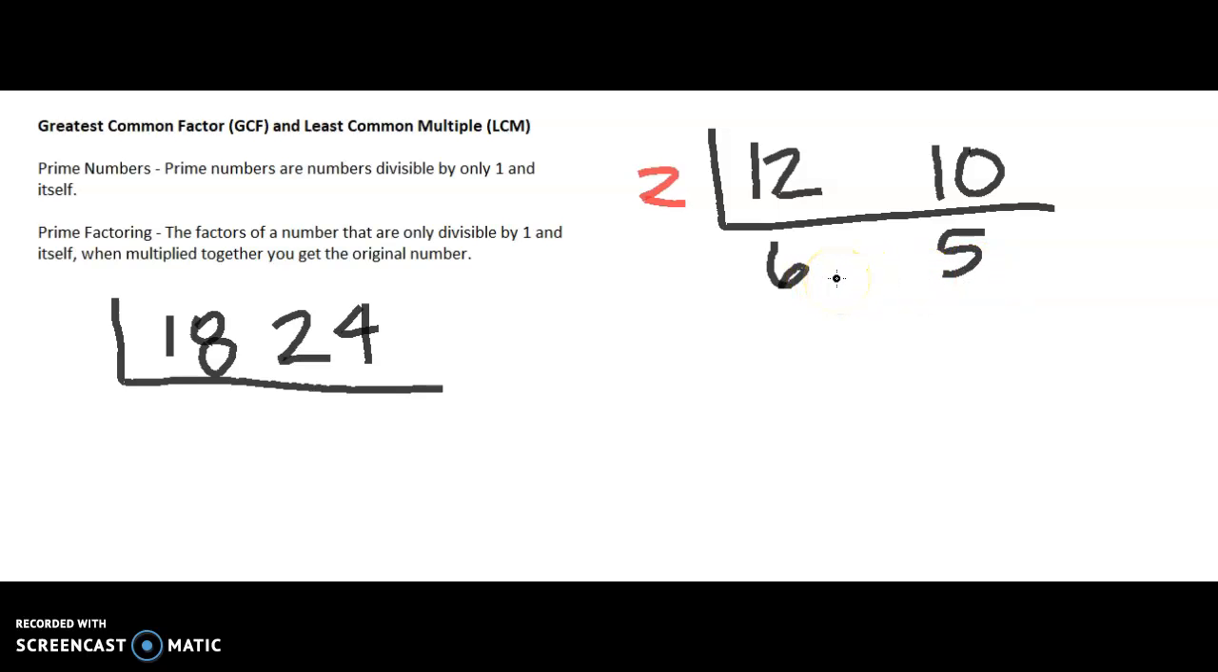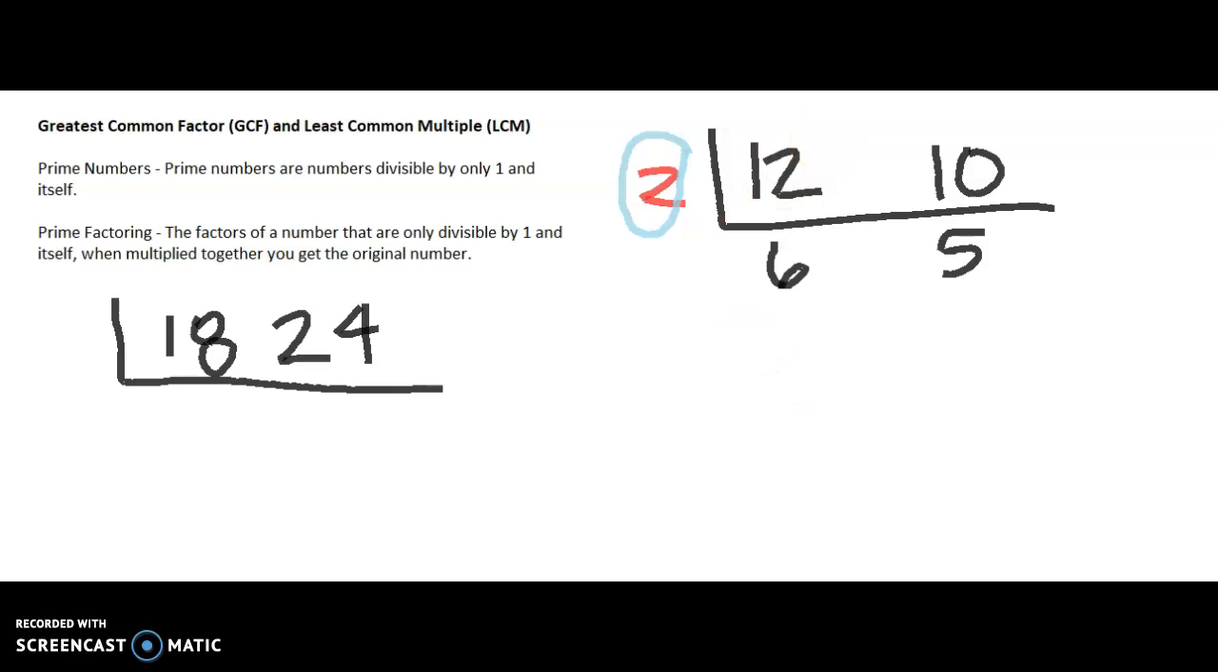So that is the trigger for me to know I'm done pulling out my common factors. So for GCF with this method, our GCF is always going to be the left-hand side. Sometimes you might have more than one common factor, and if that's the case, you just multiply them together. But in this case, we just have a 2. So our GCF for this one is going to be 2.